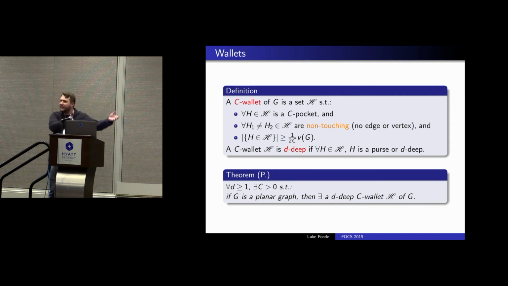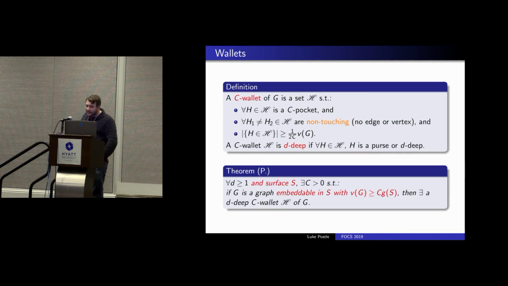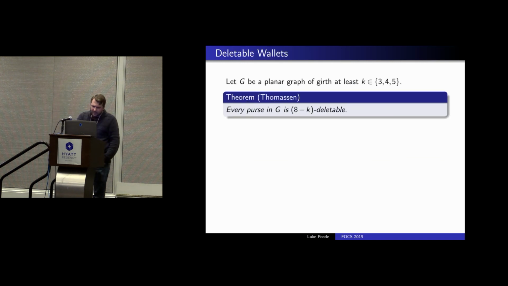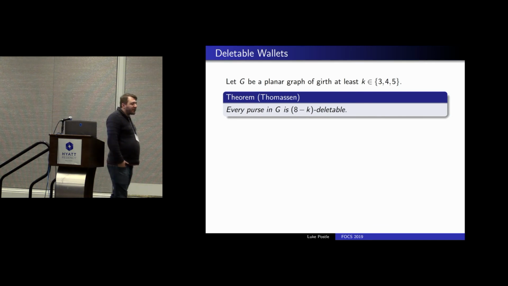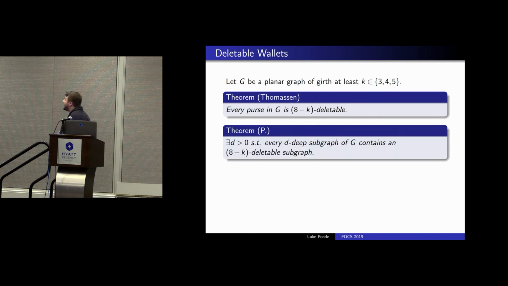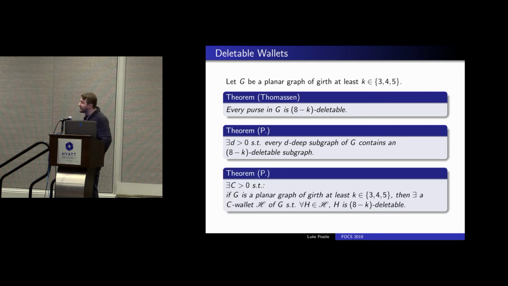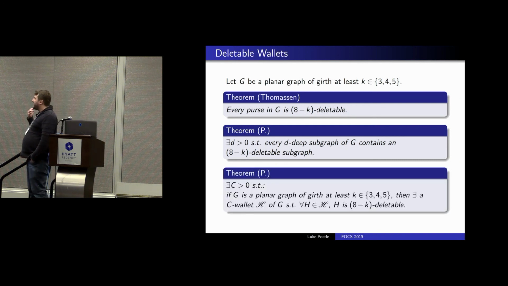So you either get lots of small planar 2-separations or 1-separations, or you get lots of deep pockets. And that can actually be extended to surfaces as long as the graph is, say, at least C times g(S), where g is the genus. And the point is that these are actually deletable. So Thomassen's theorems: he actually proved essentially that purses are deletable in this context. And my theorem from before tells you that D deep subgraphs contain deletable subgraphs. They might not be deletable themselves, but they contain something deletable. And if you put that information together, then it shows that you get a deletable C wallet, right?